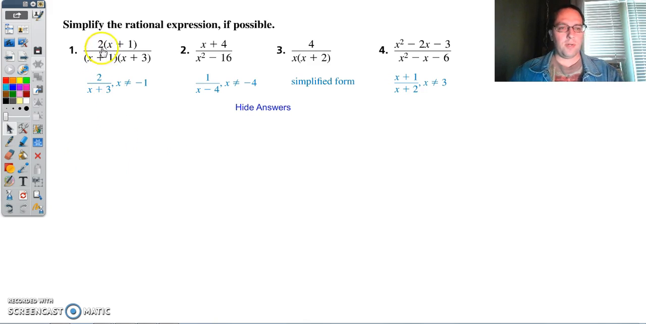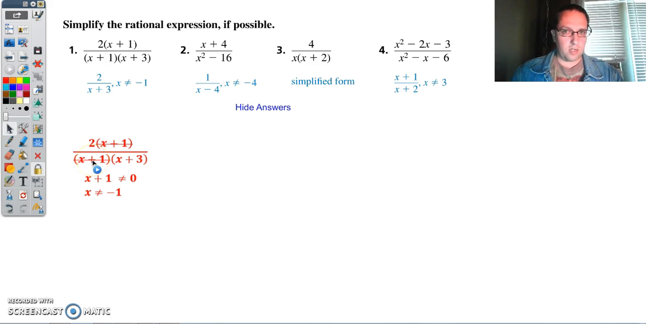So number 1 is already factored for us. We don't have to factor it out. And we see, oh, we've got x plus 1 on the numerator and x plus 1 on the denominator. We can cancel these out. We don't need them. That just leaves us with 2 over x plus 3. Now, we took this out, right? So we've got to make sure that we say that this still doesn't equal 0. So x plus 1 can't equal 0, so x can't equal -1. We've got to include that one because that's the one we took out.